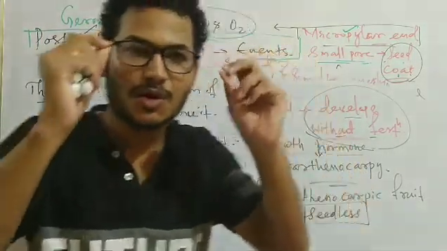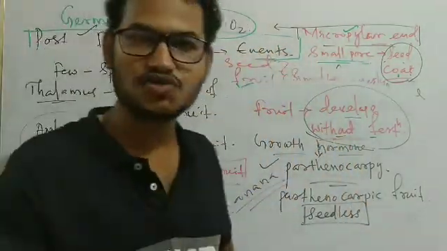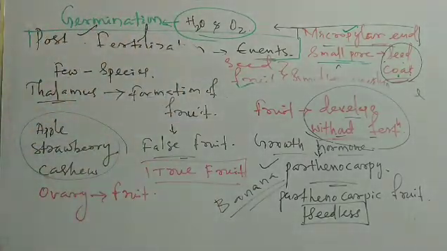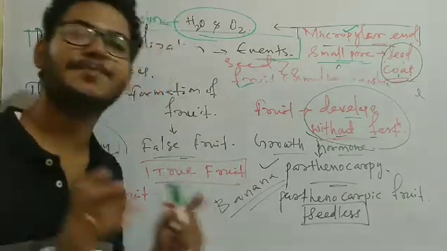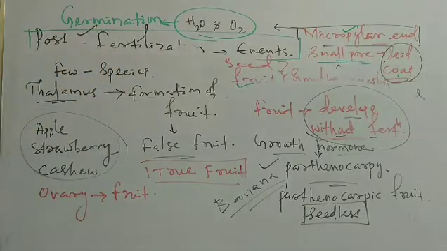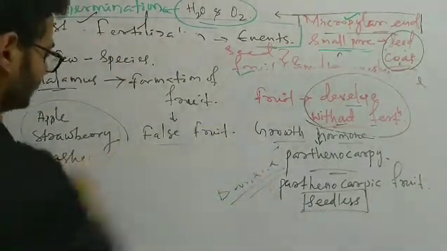So now we will discuss in detail seed germination, and we will go for two important terms, that is apomixis and polyembryony. Okay, so let's start this tutorial. We have discussed different fertilization events, pre-fertilization events and post-fertilization. We are discussing the post-fertilization events.